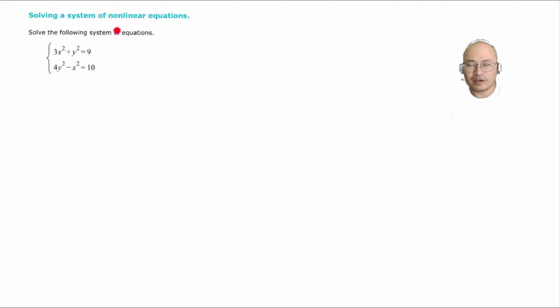Solving a system of nonlinear equations. So remember, a system of equations is simply more than one equation. These are nonlinear because the x here has an exponent of 2 and the y has an exponent of 2 as well. Okay, so linear usually would resemble an exponent of 1. These are definitely nonlinear equations because the exponents actually exceed 1.